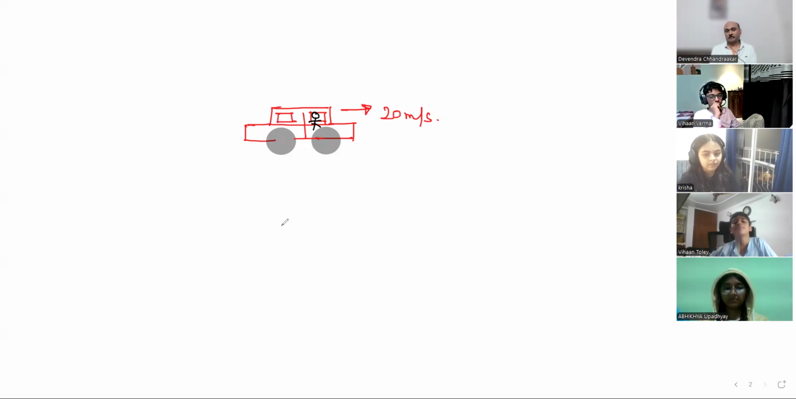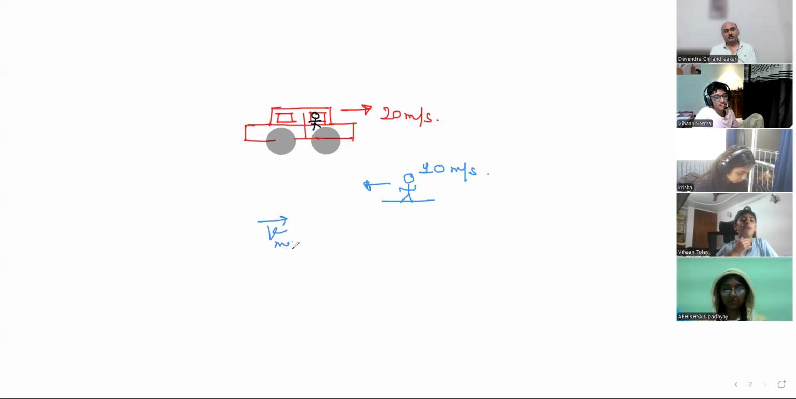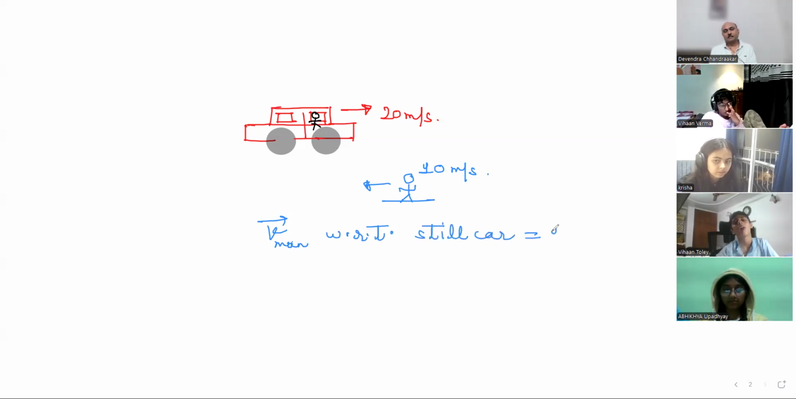ठीक है. I hope all of you understood this. So now if I say velocity, now this man is walking in this direction with a velocity of 10 meters per second. And I write velocity of man with respect to still car is 10 minus i cap. Of course, meters per second. 10 meters per second minus i cap.